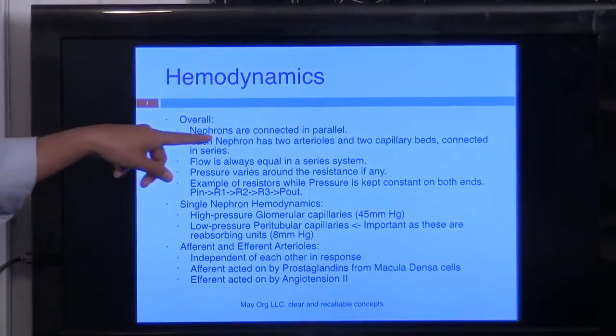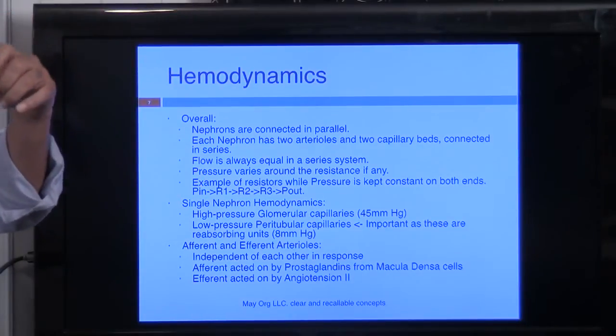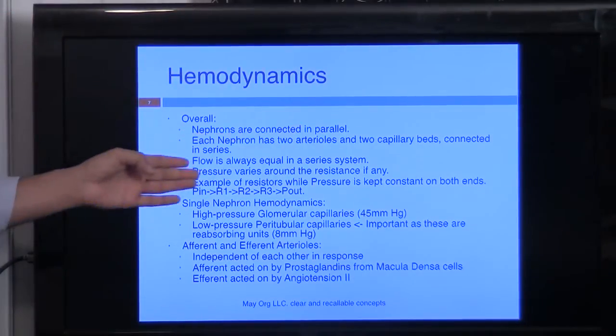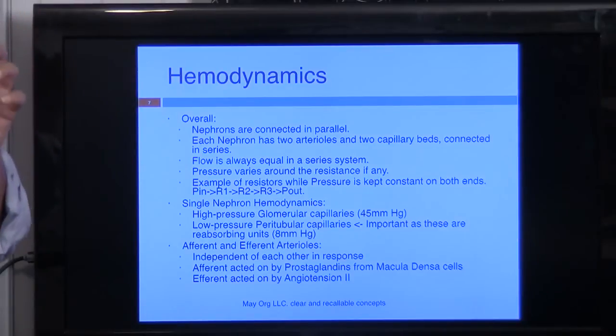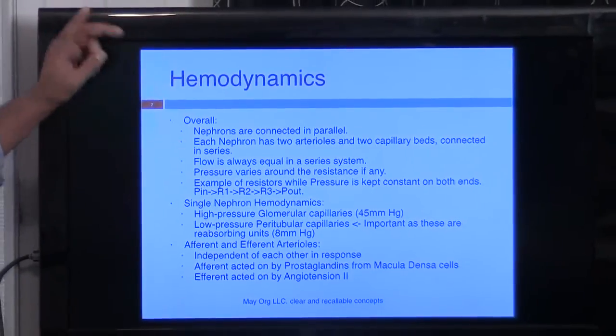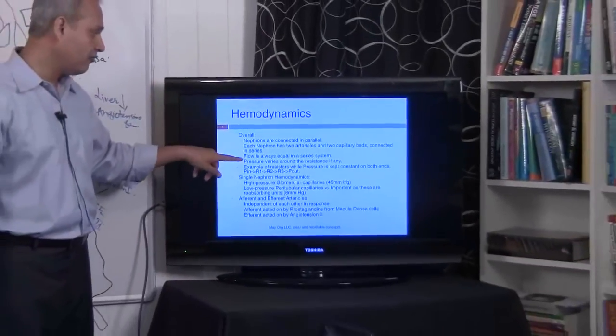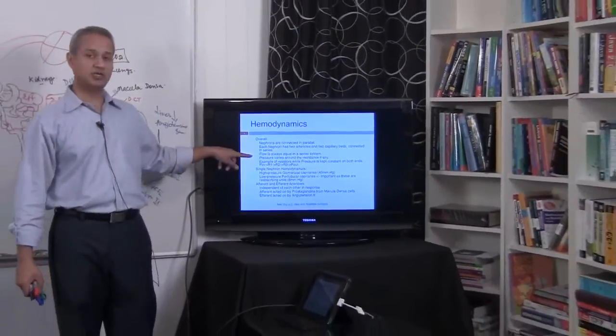Each nephron has two arterioles, afferent arteriole and efferent arteriole, and two capillary beds. The glomerulus itself is a capillary bed, and then the peritubular capillaries are the other capillary bed. So another important thing: two arterioles, two capillary beds. Flow is always equal in a series system.